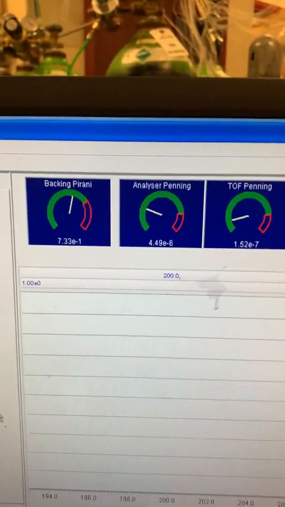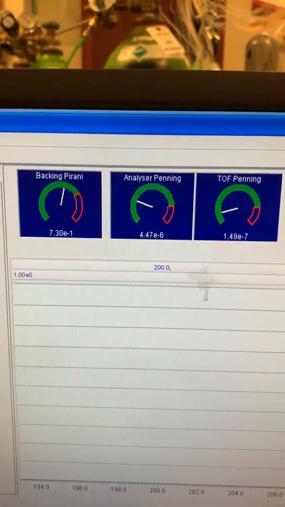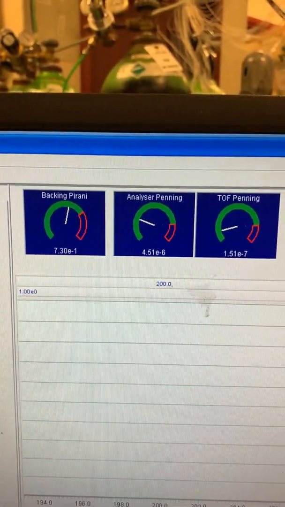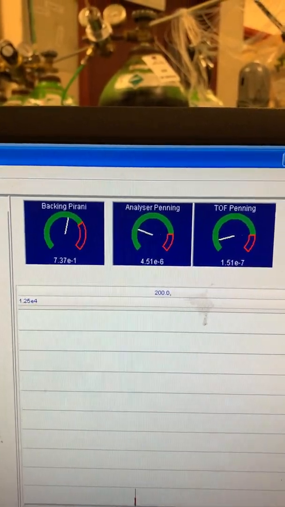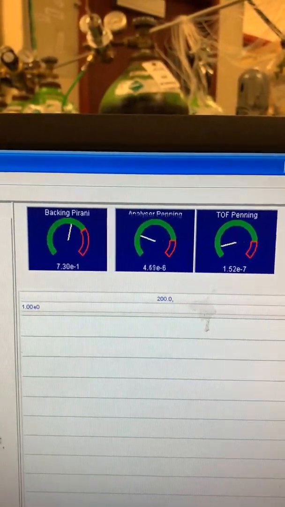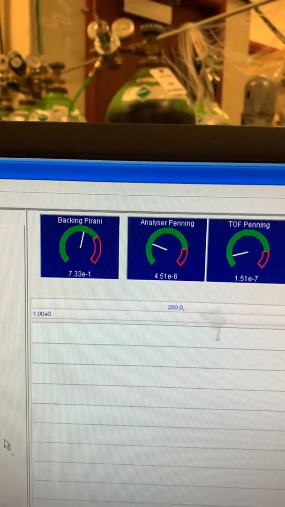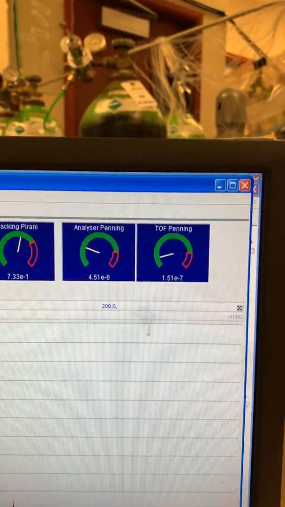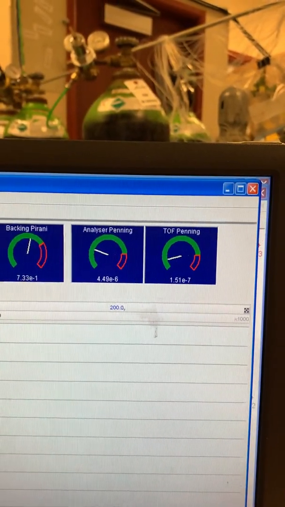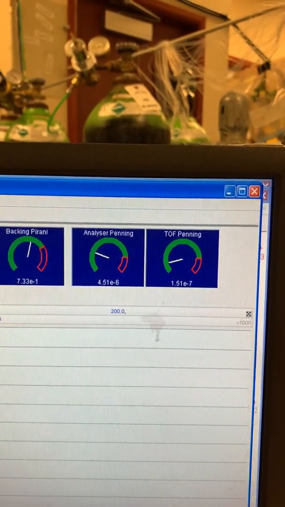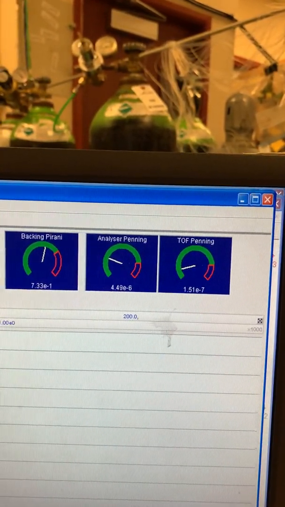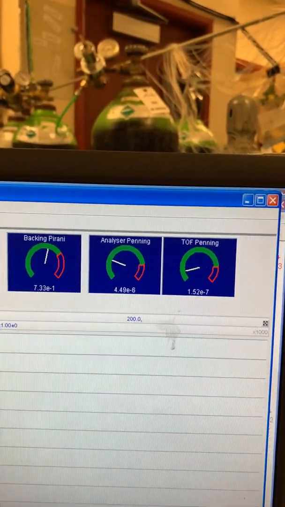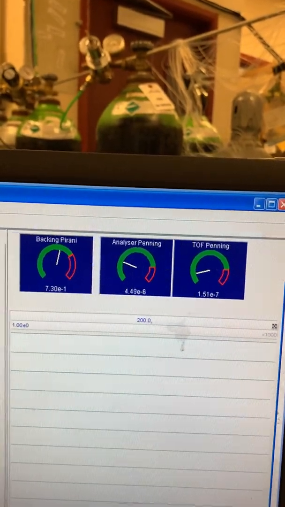The next one is the analyzer penning, and that is at the end of the quadrupole. Okay, so this particular instrument has 3 different sections. At the end of the quadrupole, we're reading 4 times 10 to the minus 6, and then there'll be a very small aperture into the top penning. This is our very high vacuum region, 1 times 10 to the minus 7, and where we're actually going to analyze our molecules and detect them. That is differential pumping from beginning to end, with the vacuum getting better as we go from one section to the other, and the really good vacuum being, of course, in the detector region.